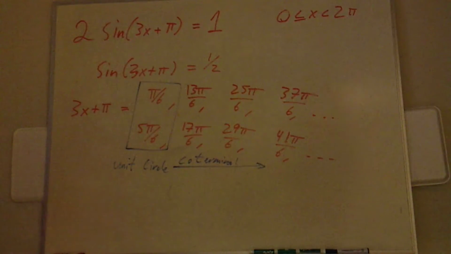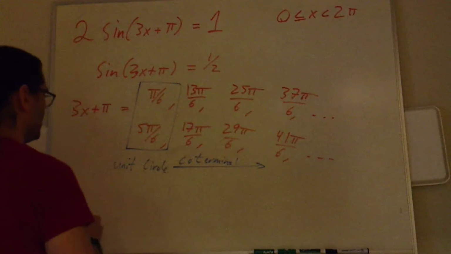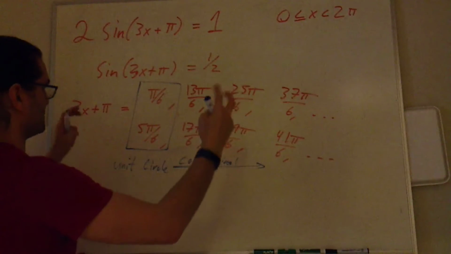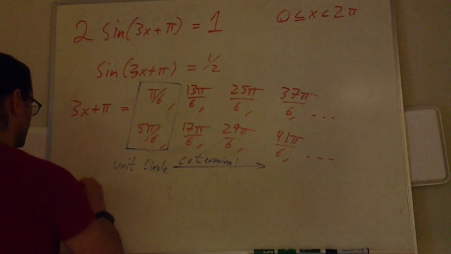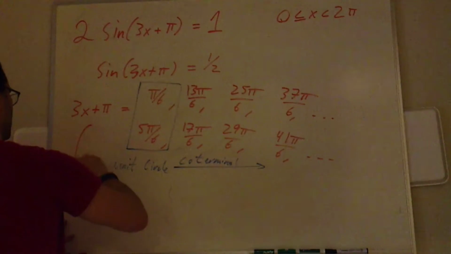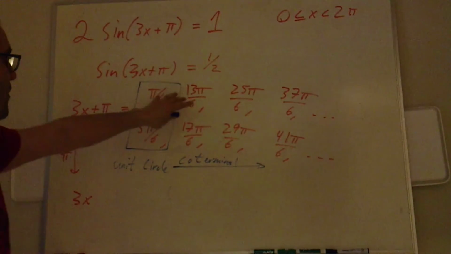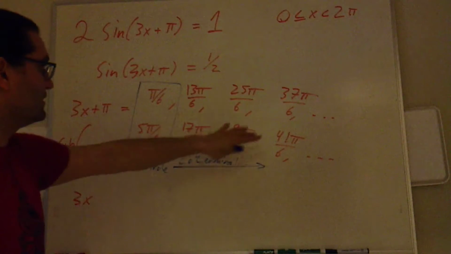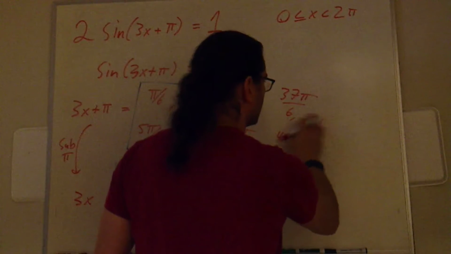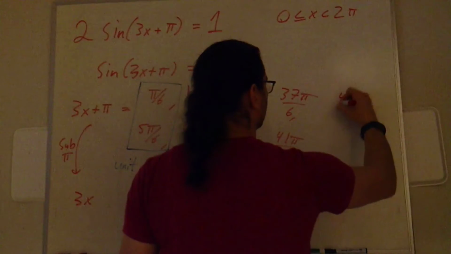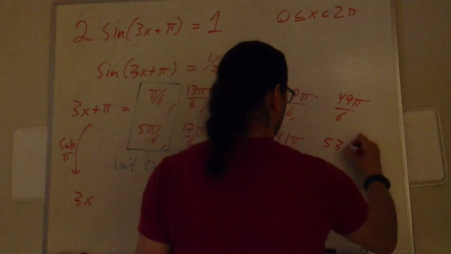So the next step is I need to subtract pi from both sides of this equation. Subtracting pi from the right side of this equation will just leave me with 3x, which is one step closer to being solved for x. Subtract pi. Subtracting pi from all of these things, actually, let me add just a couple more, just in case. I've got the horizontal space. 49 pi over 6, and 53 pi over 6.